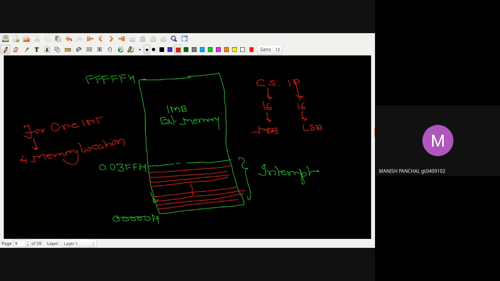But the constraint is that here you can put only 8-bit data. So I have to divide this IP into 2 parts. I will say IP higher order byte, and the next one I will say IP lower order byte.